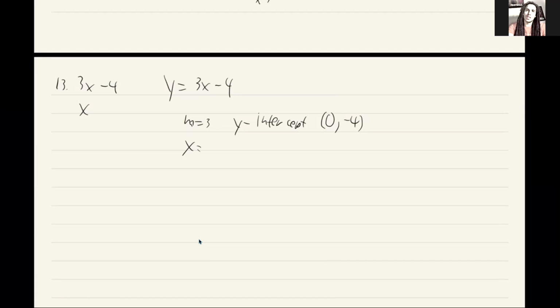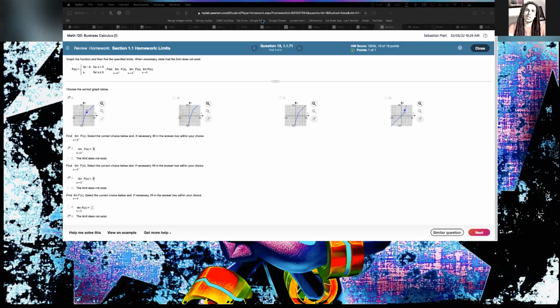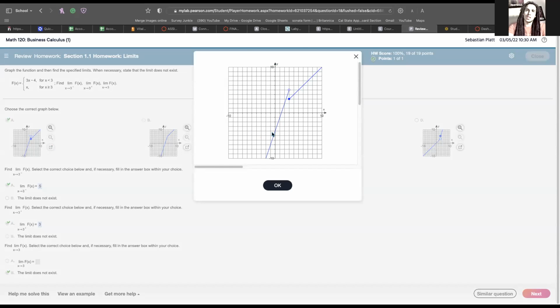So when it comes to the 3x minus 4, because the slope is 3 and the y-intercept is 0, -4, if we go back to the problem, hold on one second, let me make sure that I'm sharing the correct one. Okay, perfect. All right, so for the 3x minus 4, here is why the answer would be this graph.